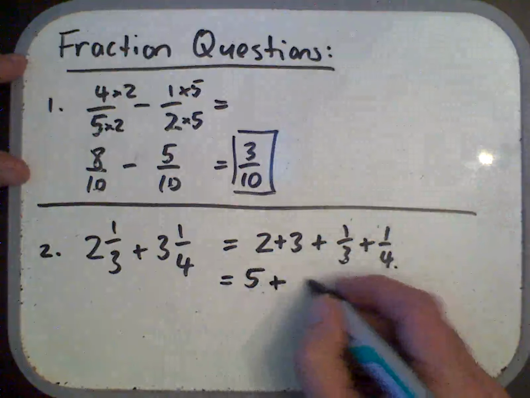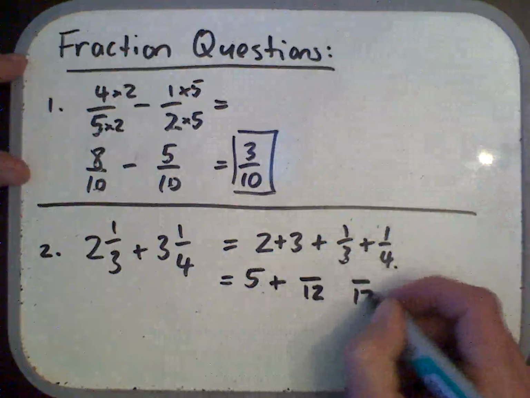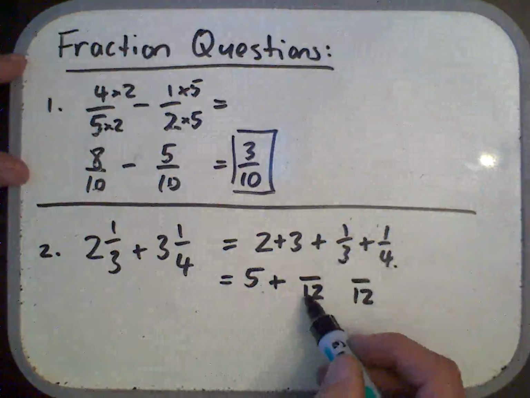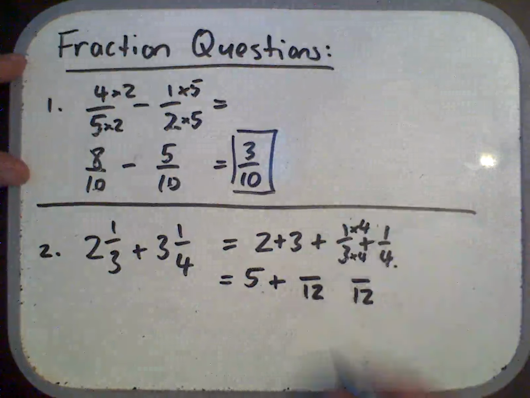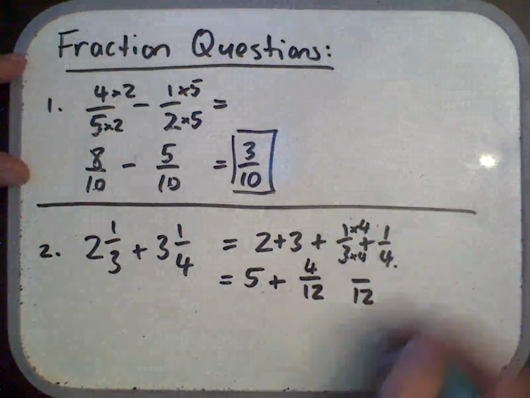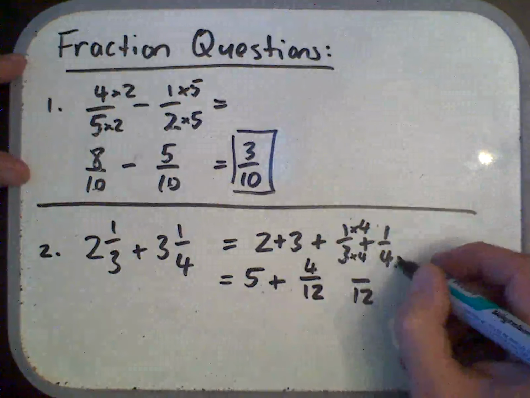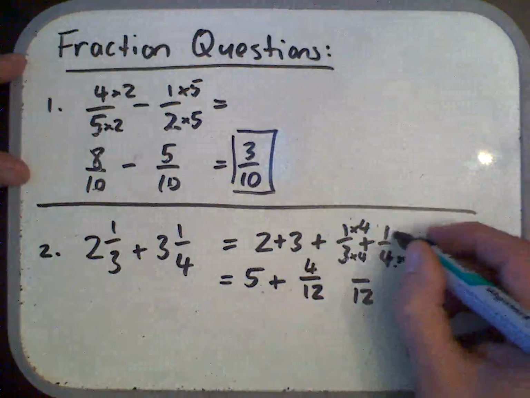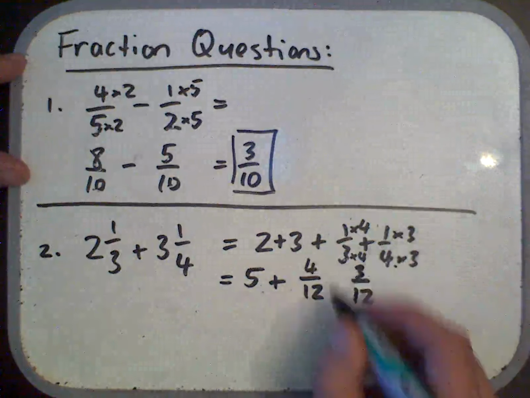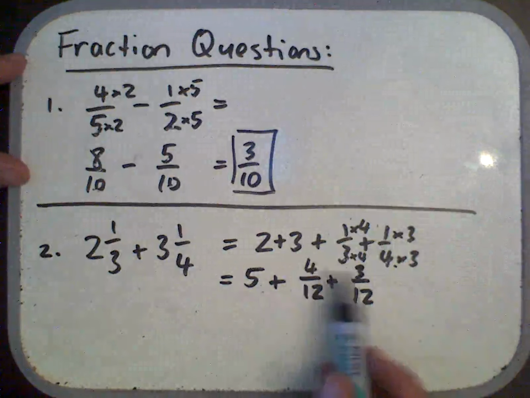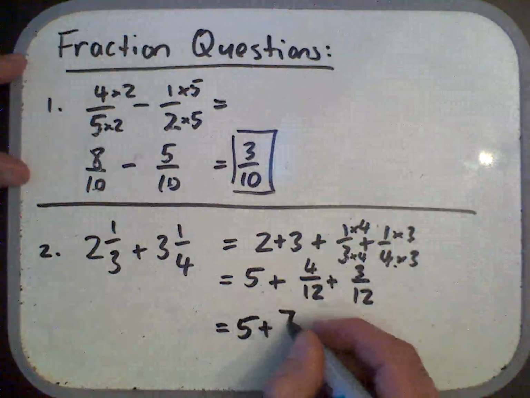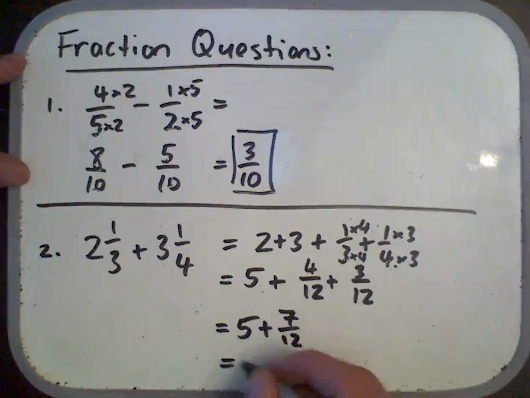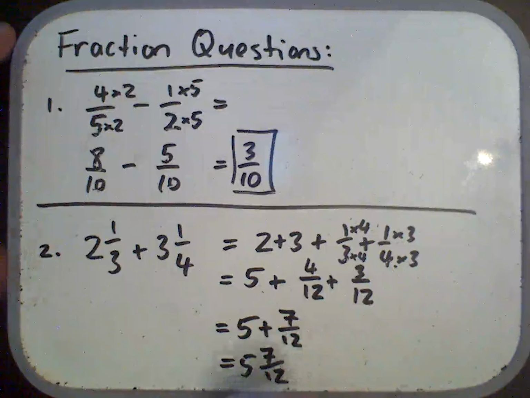So we're going to add on. We've got a 12 there and a 12 there. Now how did 3 become 12? We times it by 4, which means we times the top one by 4. So we'll have 4 out of 12. Now how does 4 become 12? We times it by 3. It's the reverse. Times the top by 3. Now we have 3. So we're adding 4 and 3 together, which gives us 7. So we've got 5 plus 7/12, which equals 5 and 7/12. And there's our answer as a mixed fraction.